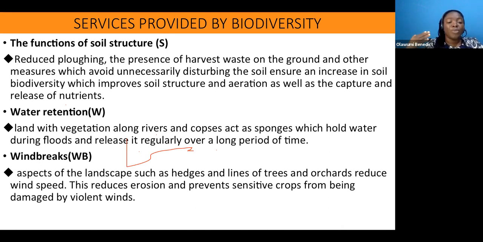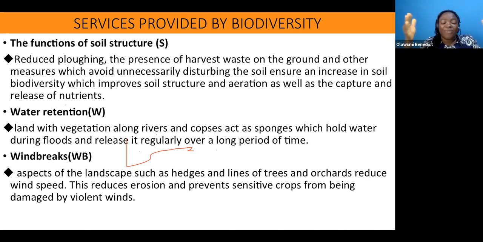And then we have WB, which is the windbreak. This aspect of the landscape, the hedges and the trees and the orchards, they reduce wind speed. It is very important that we have windbreaks around our farm because in our climatic zone there's lots of destruction already happening. There's climate change anyway, so there are so many things that we're beginning to see, more winds, storms, and all those things.